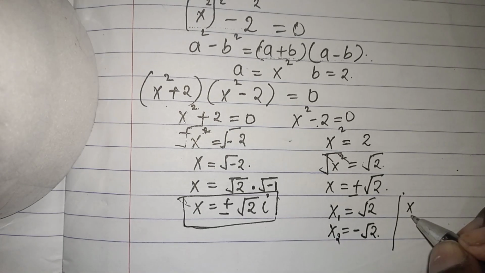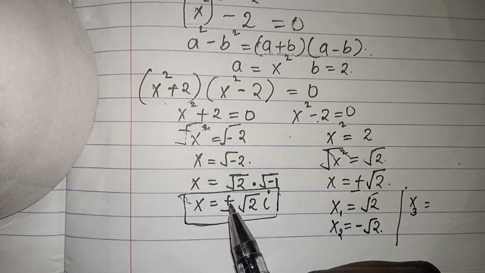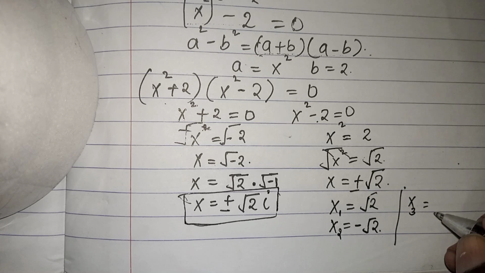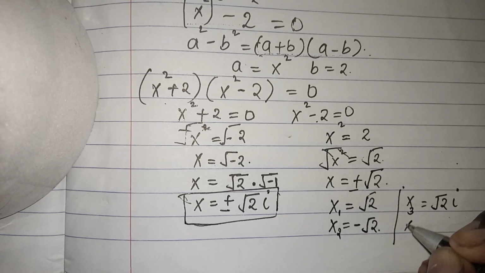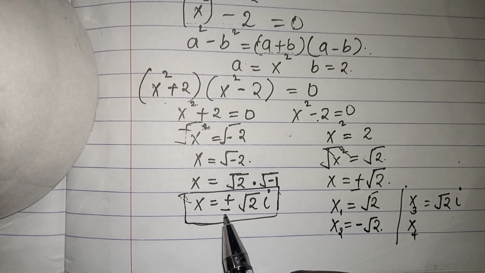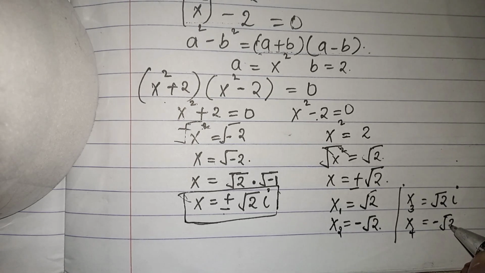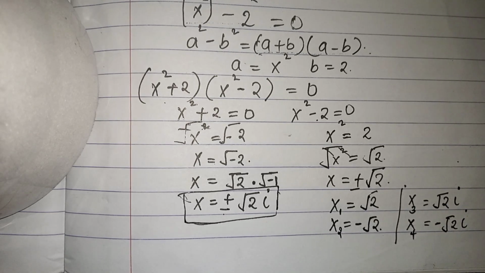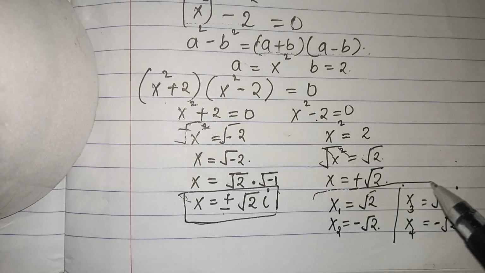The third value of x, we are getting it from this side, so we are taking the positive sign here. So x is equal to square root 2 imaginary, and the fourth value of x, we are getting it from this side, we are taking the negative. x is equal to negative square root 2 imaginary, right? So these are the 4 values of x.